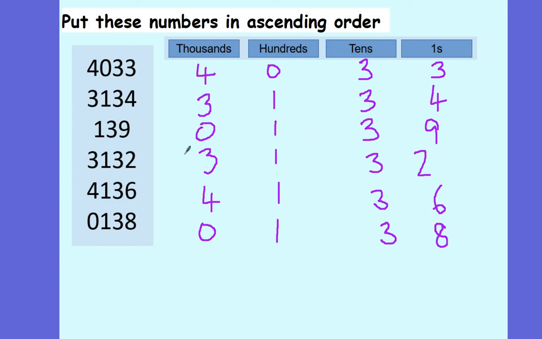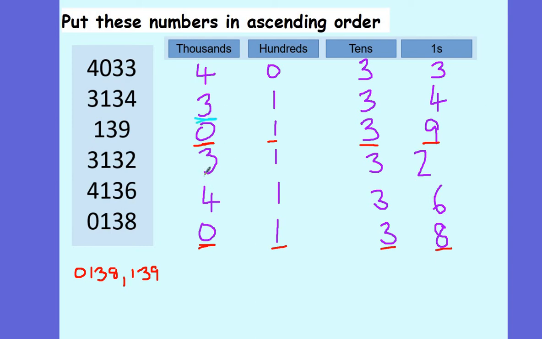Now I want to find my smallest number first. Well, these two numbers have got a 0 in the thousands column, so I know it's going to be one of those. They've both got a 1 in the hundreds, so I don't yet know which one's smaller. They've both got a 3 in the tens, so I don't yet know which one's smaller. However, this one's got a 9 and this one's got an 8 in the units. So 138 is the smallest, and the next one is 139. Let's look for the next two pairs.